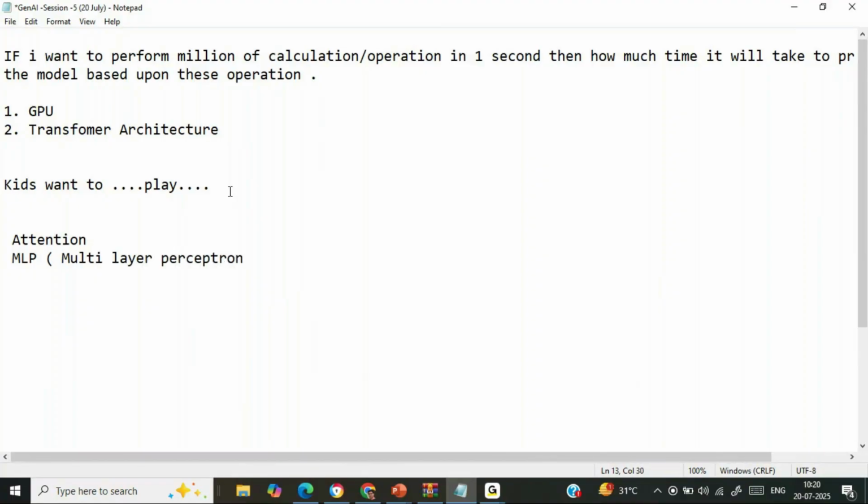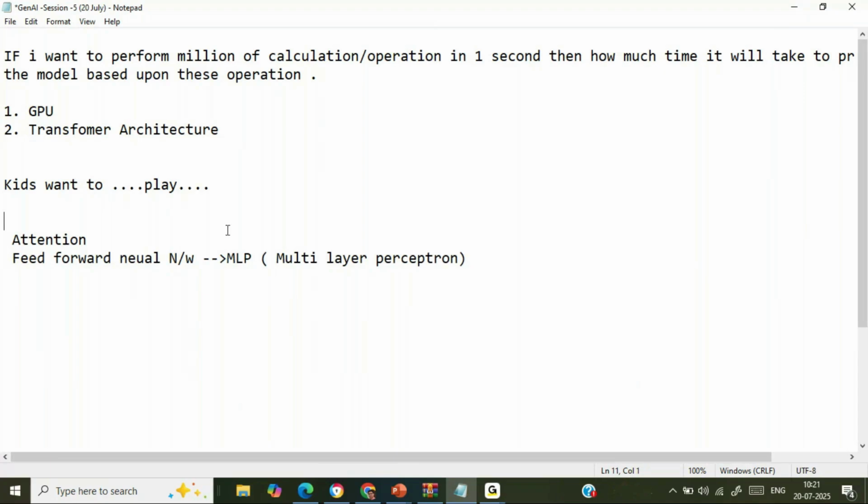Multi-layer perceptron, or what we used to say, a feed forward neural network. Feed forward neural network, that is nothing but MLP.